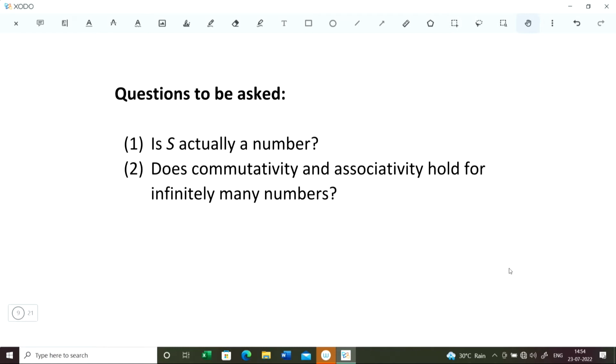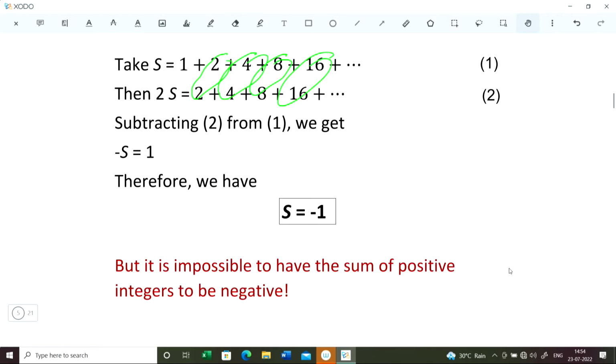The first question is, is S actually a number? If it's a number, fine, but if it's not a number, then what is the sense of multiplying this by 2? What are we actually multiplying by 2? Or what is the sense of doing any calculation beyond that?